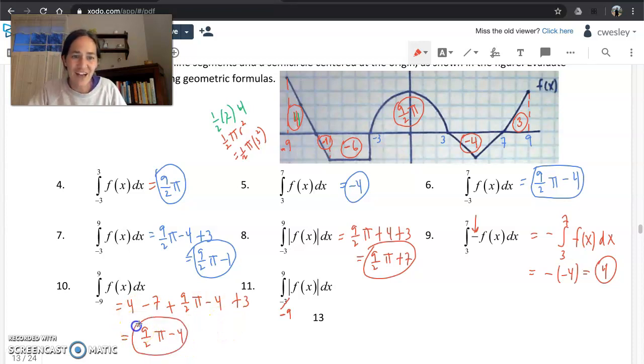Phew, and that was a lot. Last but not least, number 11. I've changed it so that it's -9 to 9, but we want total area, not net area. So let's add these up all positive. So one more for the road.